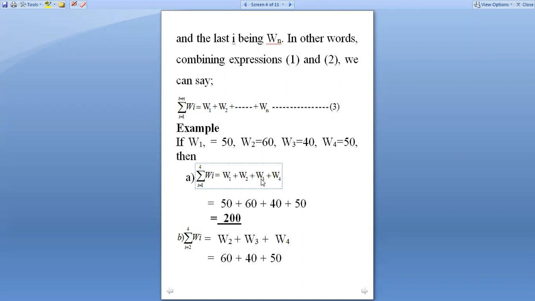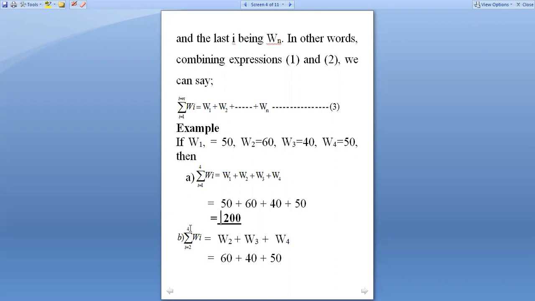That's this expanded form. If they tell you to expand this expression here, you expand it like this. Now, when we substitute these figures which were given here, we find out that W1 is 50. So where it is W1, we put 50, W2, 60, W3, 40, and W4, 50. When you sum up on your calculator, you will get 200.